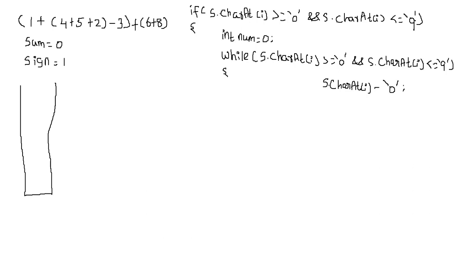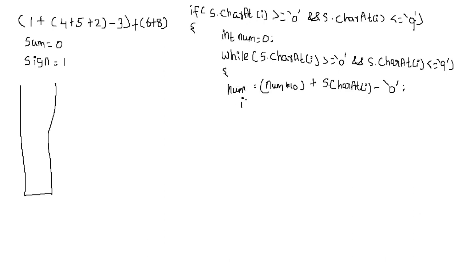So for example, if I get my character value as 1, so character 1 minus character 0, you will get the value as 1, because the ASCII value of 1 is 49 and the ASCII value of 0 is 48. 49 minus 48, you will get the value 1. That should be added with some value, right? So here num into 10, that value has to be stored in num. This is the logic.